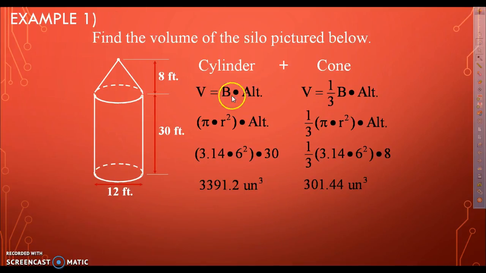I don't believe I have the solution written on there, but to find the volume of this total figure, we are just adding the volume of the cylinder and the cone. So go ahead and write this down. After you write it down, you may move on to the next video.